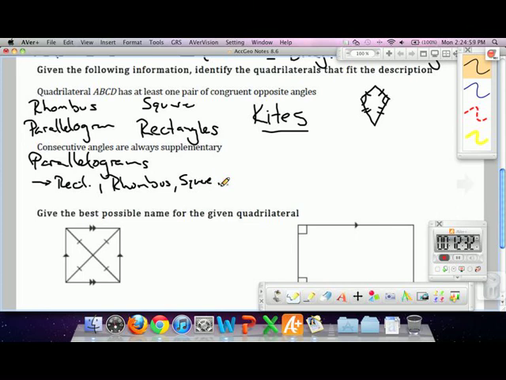Are there any others? Trapezoids are always, consecutive angles are always supplementary. So I agree that a pair of base angles on the same side are supplementary, but I want all consecutive angles to be supplementary.